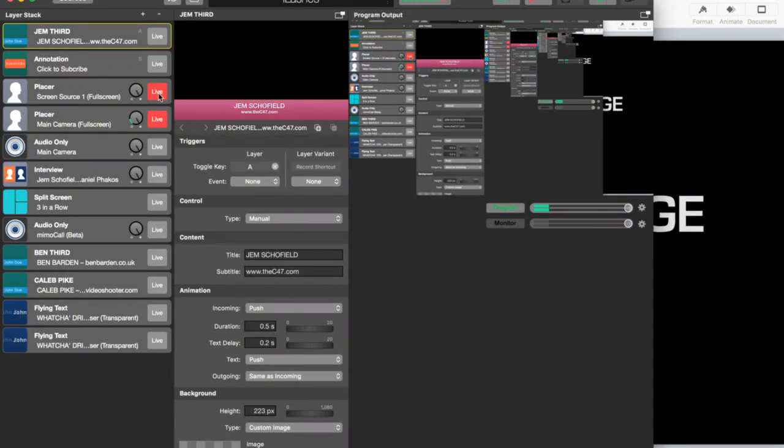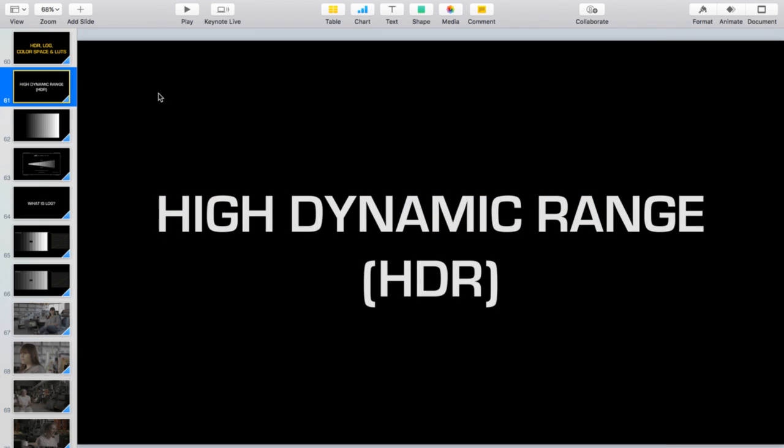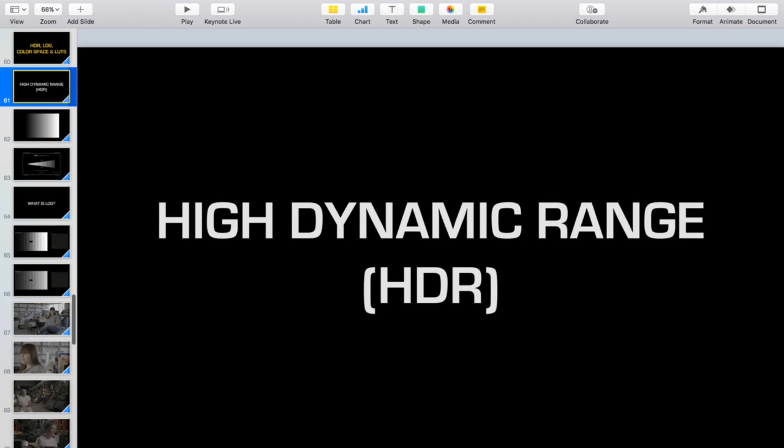Let me just go ahead and share my screen with everybody. I'm going to switch over to a keynote presentation, and we're going to talk a little bit about a couple of things here. You'll see here that it says high dynamic range, or HDR. In the past, and even very much so today, we are dealing with standard dynamic range, referred to as SDR.